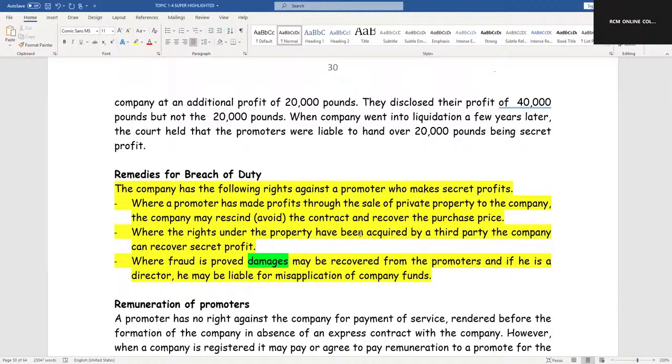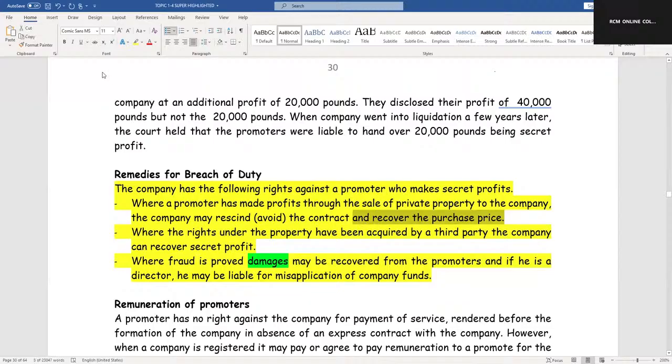Or if the asset has already been sold to a third party, they can recover those secret profits. Alternatively, they can recover any damages or loss suffered by the company during that contract where the promoter sold the asset to the company. So there are three remedies. Where the promoter has made a profit through the sale of a private property to the company, the company may rescind or avoid the contract and recover the purchase price.